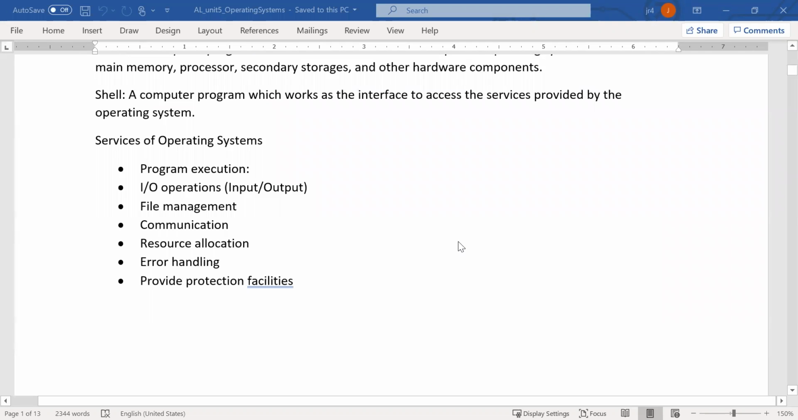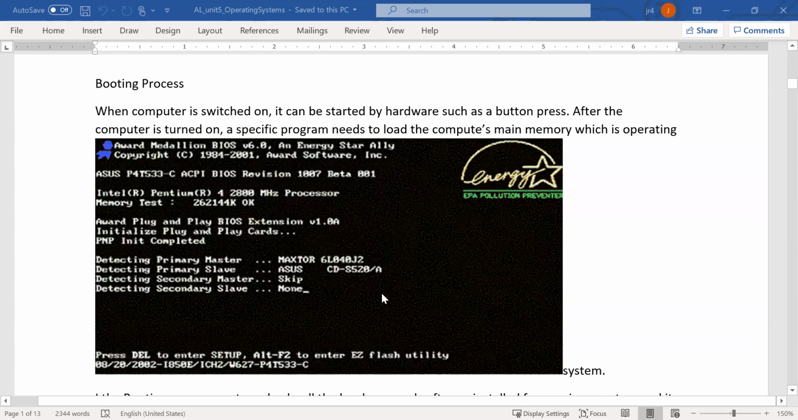So the services of operating systems are, first of all, program execution. This is one of the main tasks handled by the operating system. Input output operations: input output means basically connecting input devices and interacting with output devices, so handling both inputs and outputs. File management, communication, resource allocation like allocating memory, and then error handling, and then protection facilities, right?